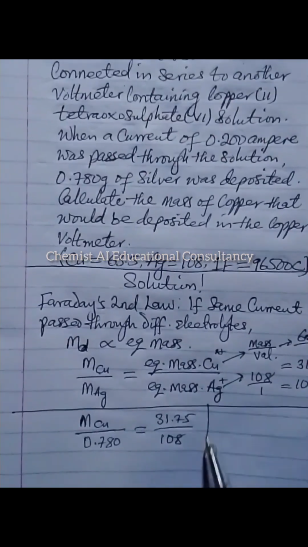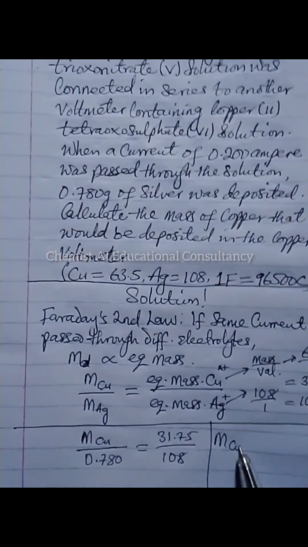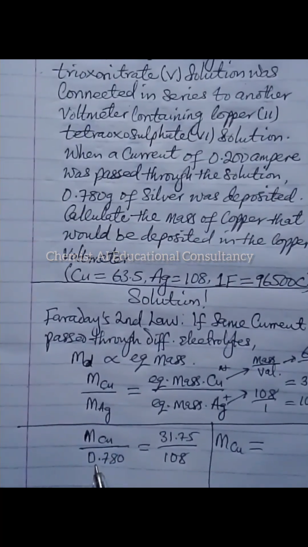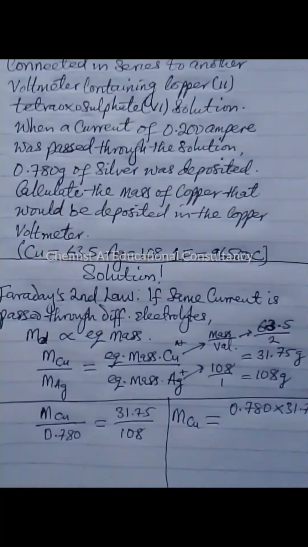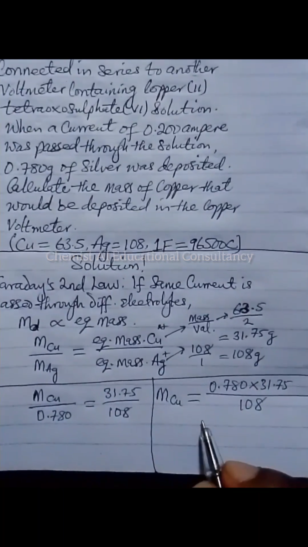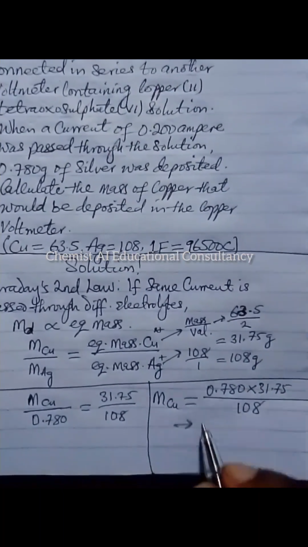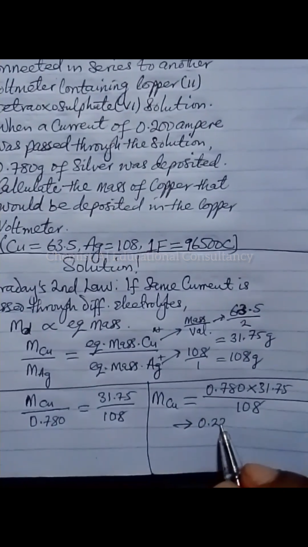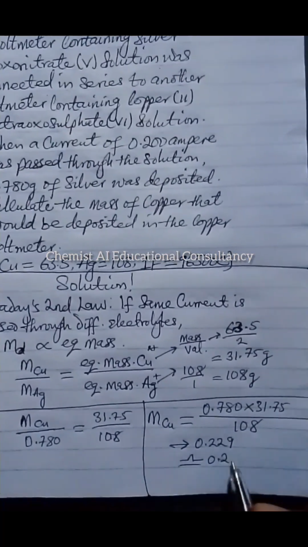If you make mass of copper the subject of the formula and cross multiply, you will see that the mass of copper deposited is 0.780 times 31.75 all over 108. And if you press calculator, you are going to get 0.229, approximately 0.23 grams. This is the mass of copper deposited.